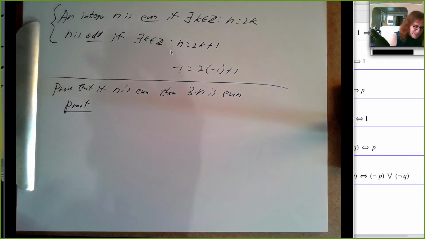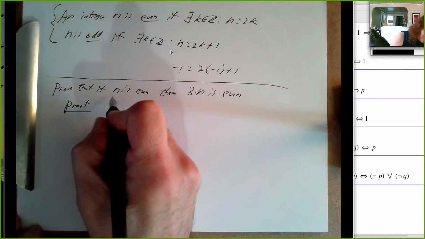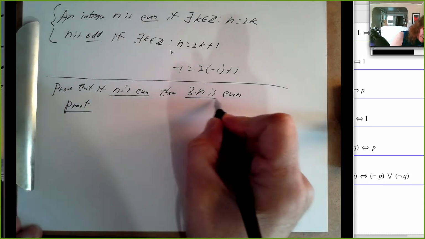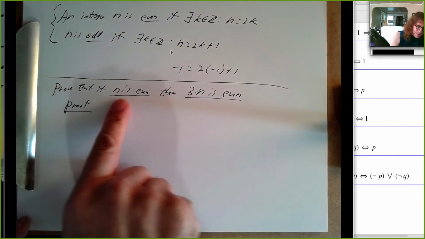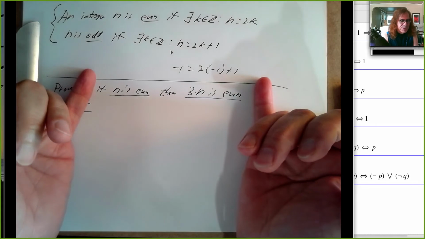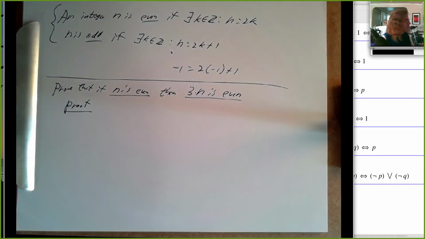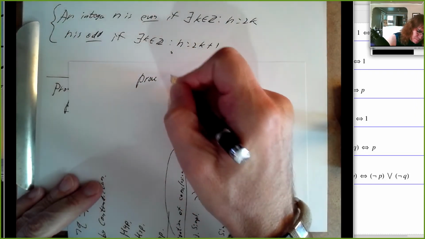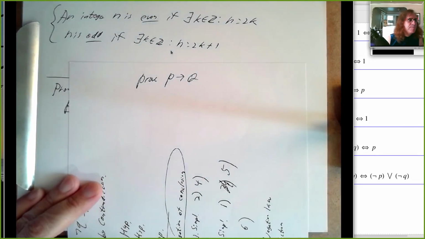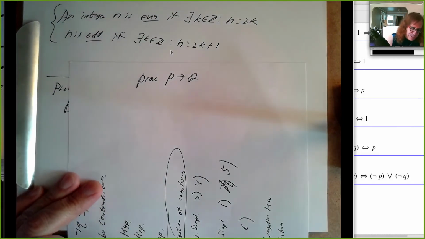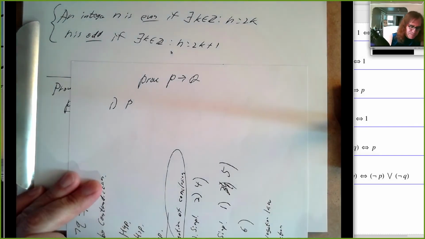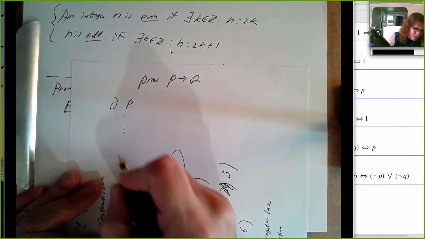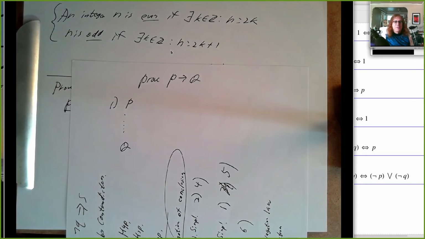Now this is a conditional statement. If n is even, then 3n is even. There's a proposition, there's a proposition, this is a proposition. Anytime we want to prove that P implies Q, what do we do? We assume that P is true, we argue logically, and hopefully we end up showing that Q is true. If we can do that, we're done.